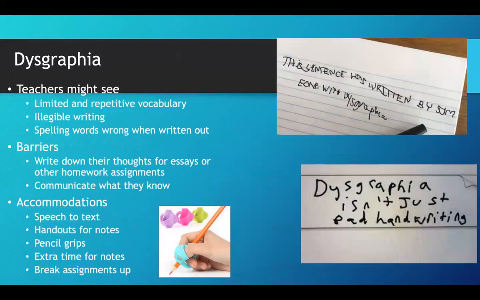Next is dysgraphia. This affects writing. These are a few examples of dysgraphia writing. And teachers might see limited and repetitive vocabulary, illegible writing, and spelling words wrong when written out. Dysgraphia isn't just all handwriting. It's spelling, it's the lack of growing vocabulary, and other things. It shows itself through the bad handwriting. I hope this makes sense.